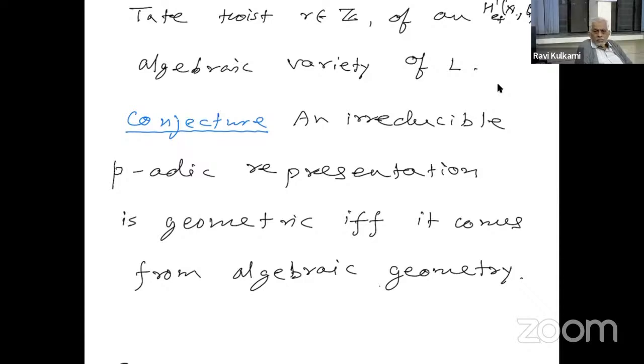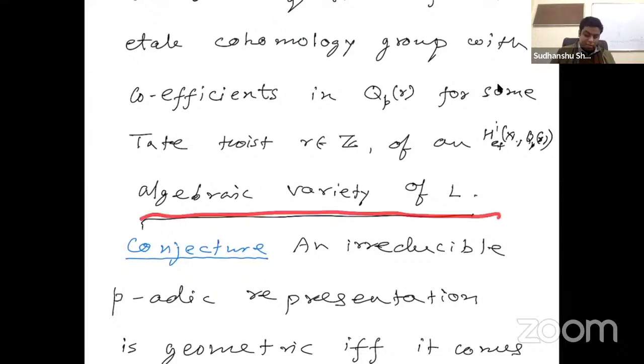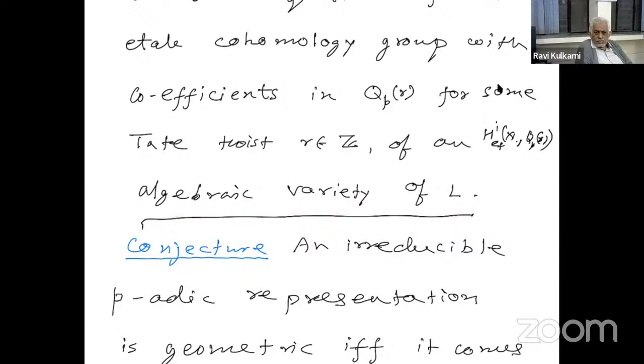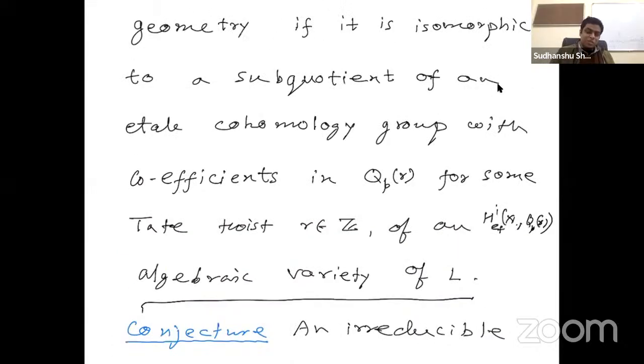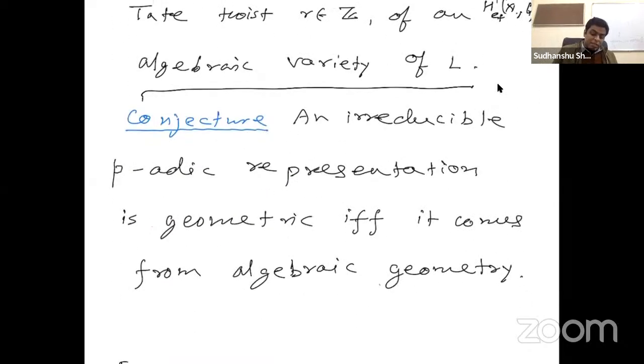It is an algebraic variety over L, yes, over L. That's what I have written here. So if we are interested in Q, it should come from a variety over Q. Our representation of a modular form. So the conjecture says that it is geometric if and only if it comes from algebraic geometry.